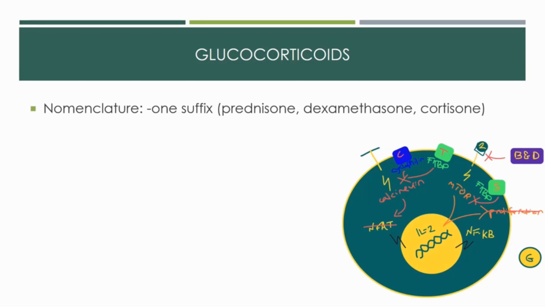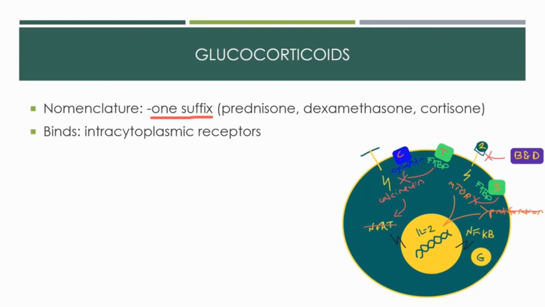They'll all end in the suffix -one and have names like prednisone and methylprednisolone, which can be given IV or as a Medrol dose pack, dexamethasone, which is Decadron, hydrocortisone, etc. Steroids are hydrophobic and can cross the cell membrane, so glucocorticoid receptors are intracellular. Once bound to its receptor, the steroid is transported to the nucleus, where it interacts with DNA promoter regions and regulates the transcription of certain genes to exert its effects on the immune system.